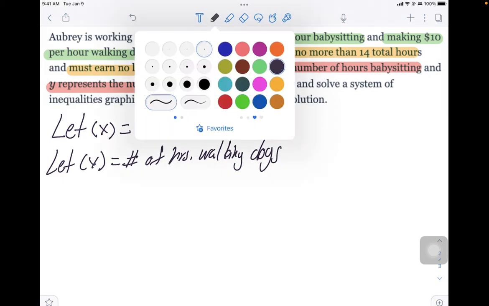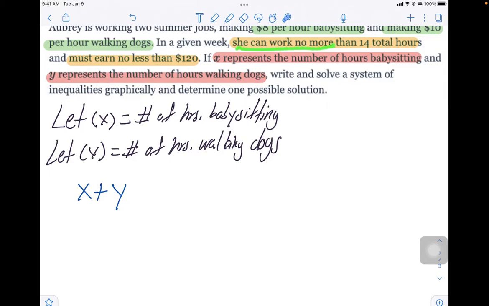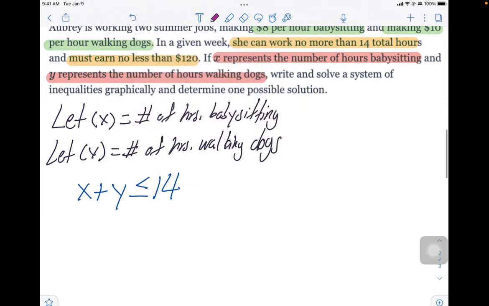So let us set up our two inequalities. We know we're going to have X plus Y first. How many hours does she work? It says she can work no more than 14 hours, so it can't be 15. It's got to be less than or equal to 14. And, because this is a system, we are writing more than one inequality.